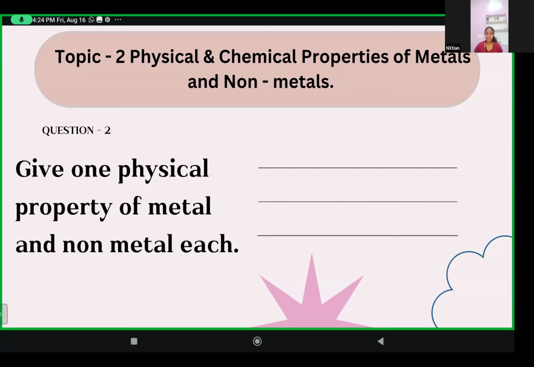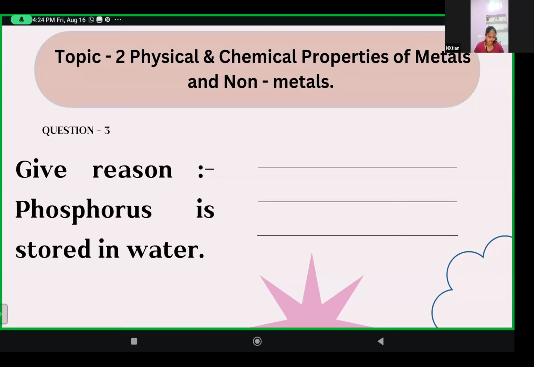All right. So third question for Anaya. Last one. Give reason. Why is phosphorus stored in water? Ma'am, because as soon as phosphorus comes in contact with air, it reacts with air. Okay. All right. So good, Anaya. Well done. All right. So now Simeon's turn to choose.